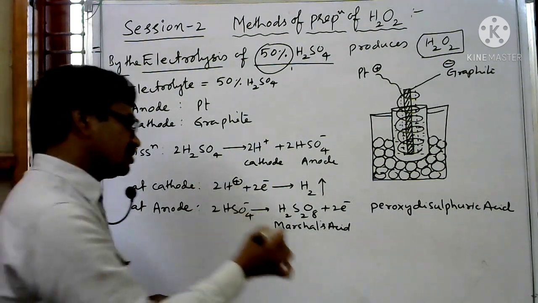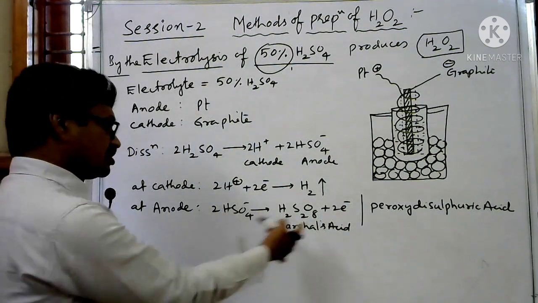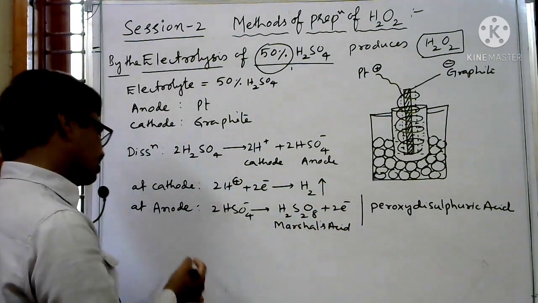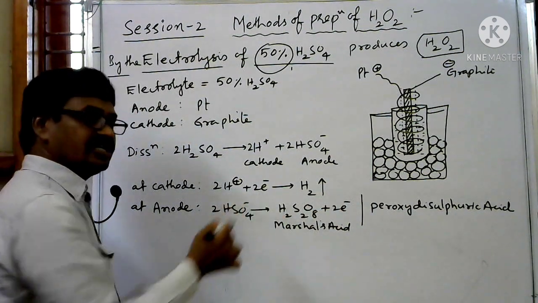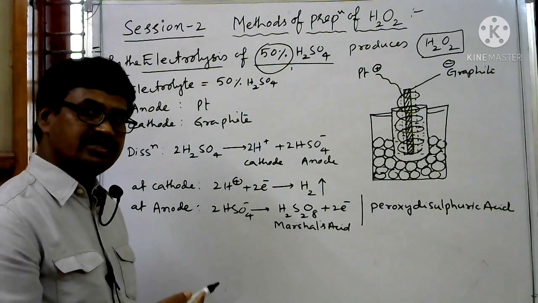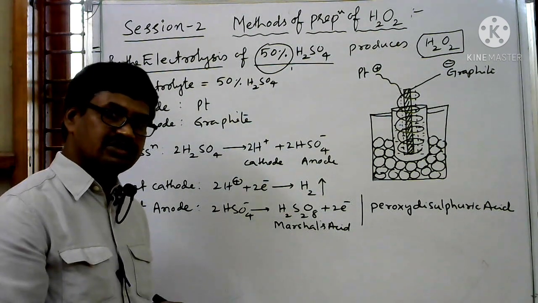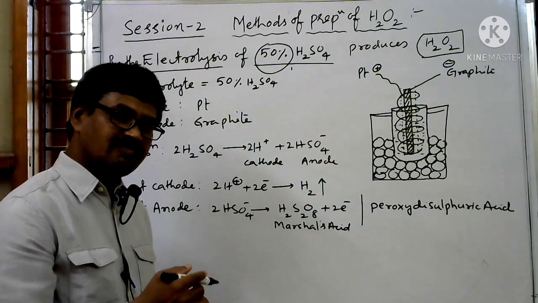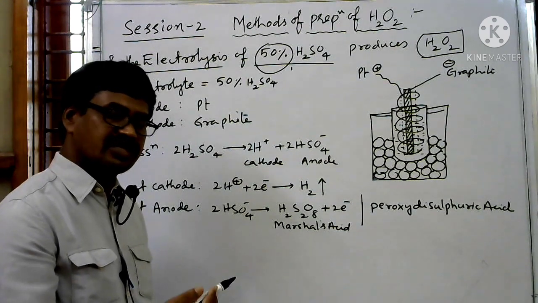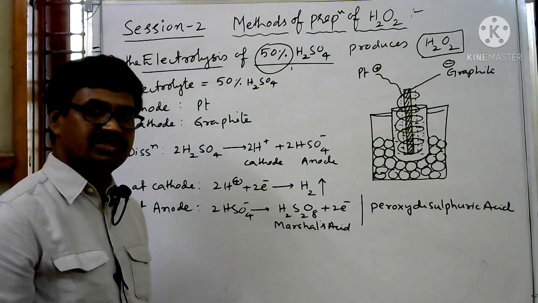Okay, let it be. We'll discuss later about oxidation number. This is Marshall's acid, otherwise peroxysulfuric acid. Distillation of this H2S2O8 produces Caro's acid, H2SO5. Then after some more distillation, H2SO5, Caro's acid, produces hydrogen peroxide, which is our compound.